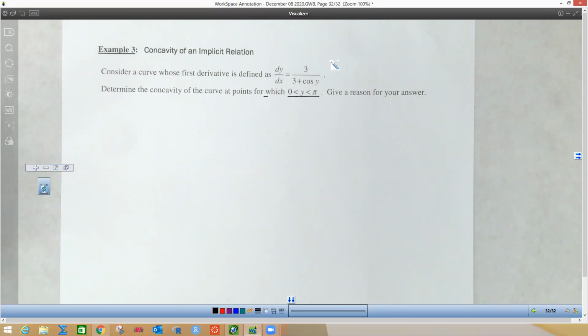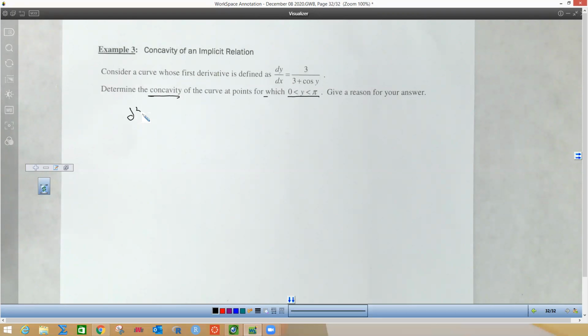So what we're going to be doing here is we are again going to be looking for important points. So what I want to do is get the second derivative for concavity, because I am trying to figure out concavity, which tells me second derivative.